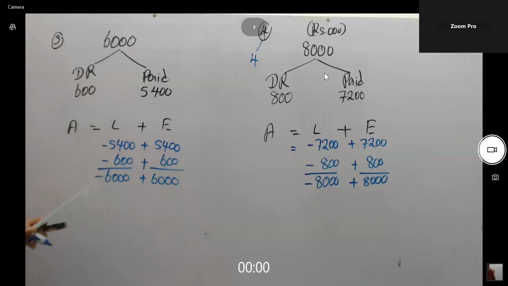Question number 5 also has the fourth one as the answer. Apply entity concepts. Entity: the business is a separate person from the owner.